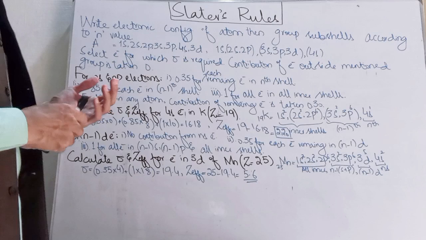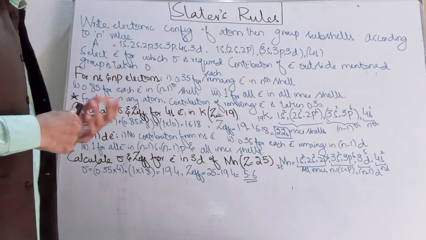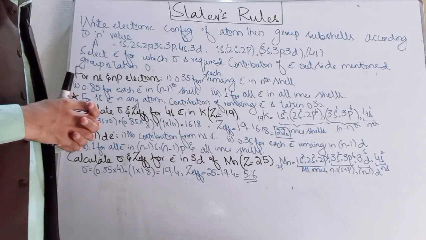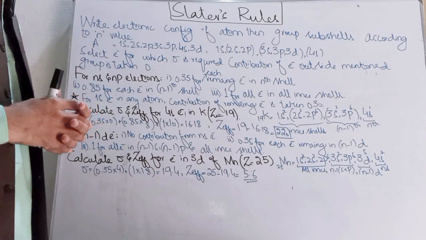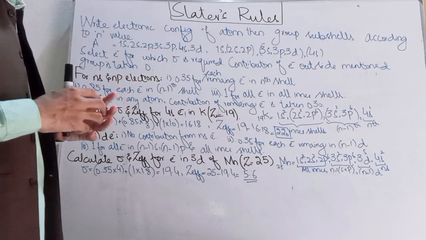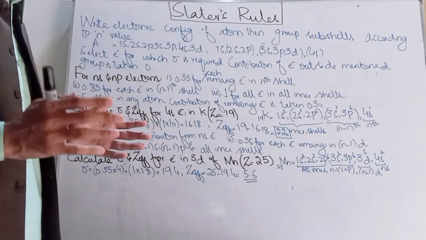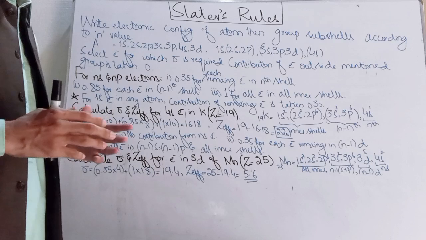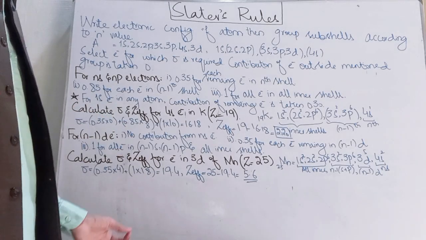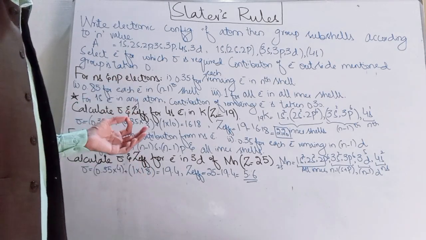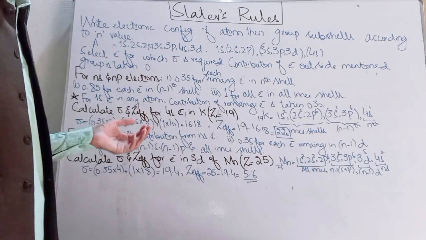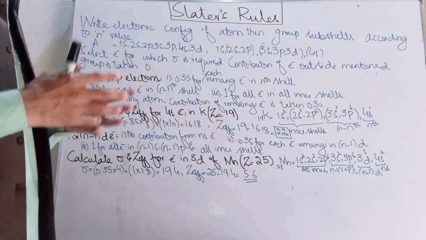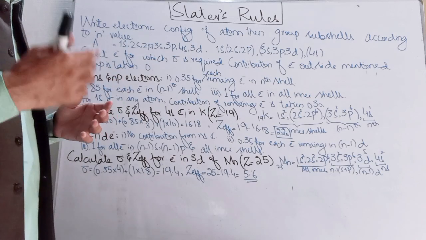So first of all, in Slater's rule, we have to write down the electronic configuration of the atom for which we are doing the calculation of the Z effective. Then group them according to the value of their n. As you know, we write the electronic configuration according to the n plus l value, but for Slater's rule we don't have to use it that way. We have to group the different subshells according to the value of their n, that is the principal quantum number.